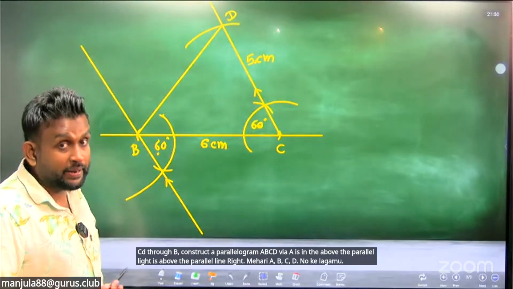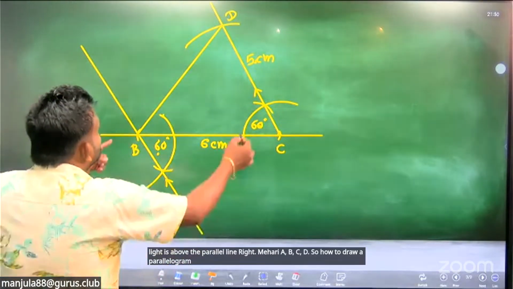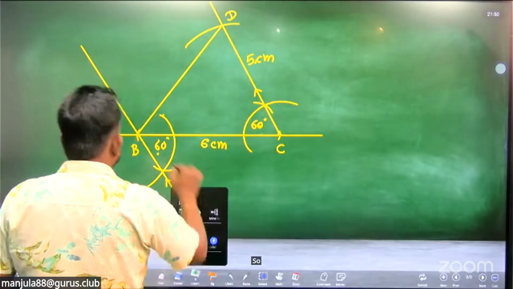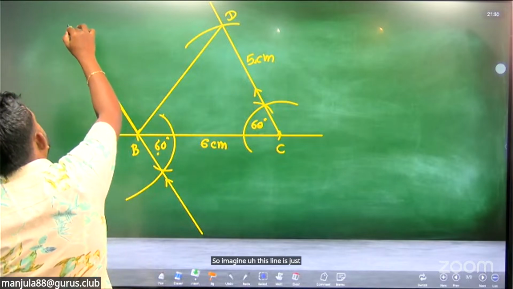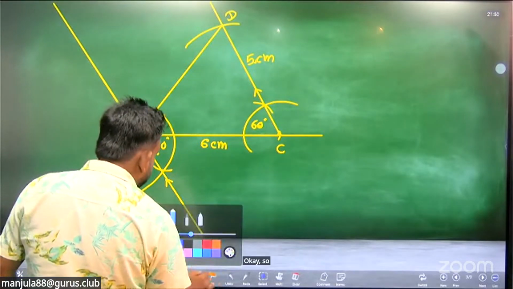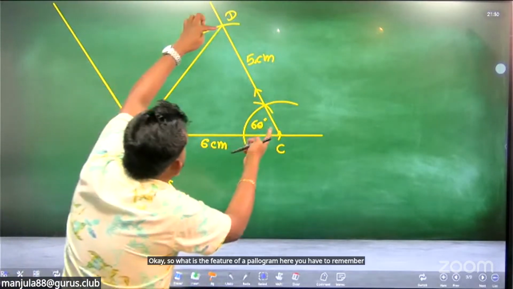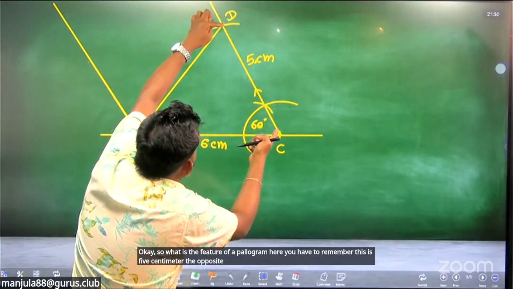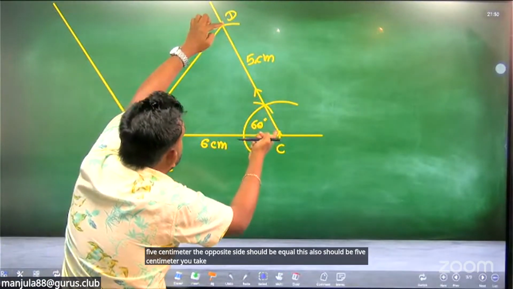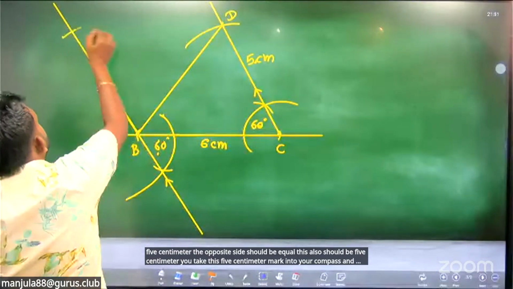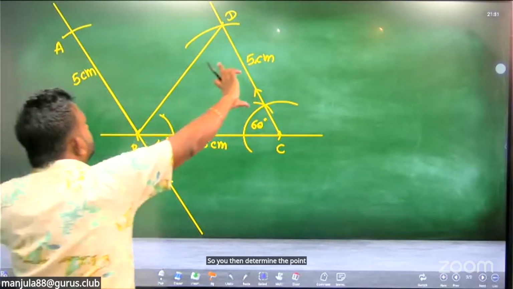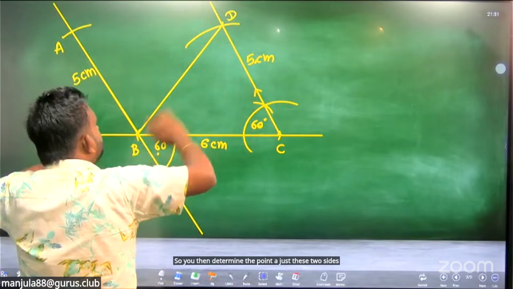So how to draw a parallelogram? The condition, you have 6 centimeter there, you have 5 centimeter there. So imagine this line is just produced here, right? Okay, so what is the feature of a parallelogram here? You have to remember, this is 5 centimeter. The opposite side should be equal. This also should be 5 centimeter. You take this 5 centimeter mark into your compass and keep it there and mark this 5 centimeter on this same side. So you then determine the point A, just these two sides equal, right? As well as now it is parallel, right?